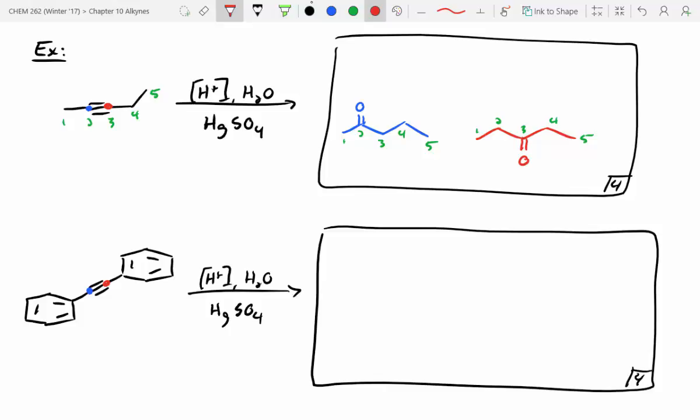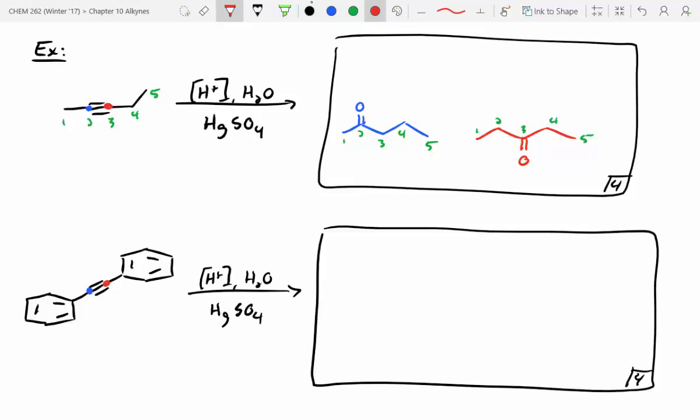What's the relationship between these? Yeah, constitutional isomers. These aren't diastereomers, they're not enantiomers, they're arranged completely differently. So this will give you a mixture of constitutional isomers out of it. This is one big problem with hydration of alkynes, is that if they are unsymmetric internal alkynes, you end up with different products. So let's try doing the next one.